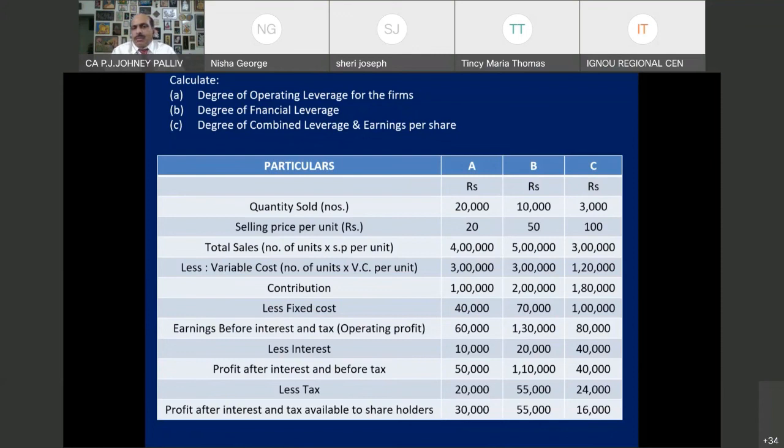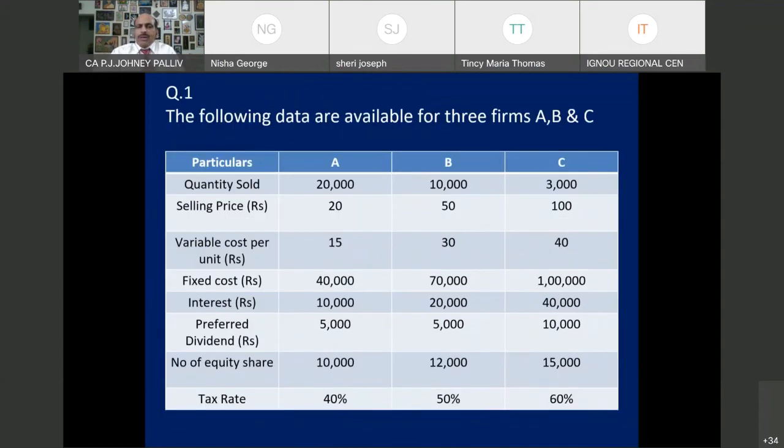4 minus 3, 1 lakh. 5 minus 3, 2 lakh. 3 minus 1.2, 1.8 lakhs. Contribution is there. Then you wanted to know operating profits. Operating profit means contribution minus fixed cost. From where did you get fixed cost? Fixed cost is 40,000, 70,000, 1 lakh.